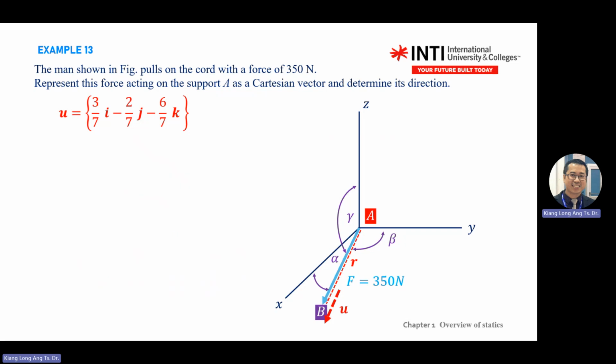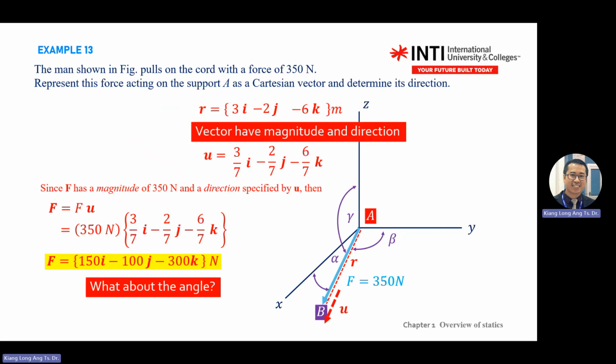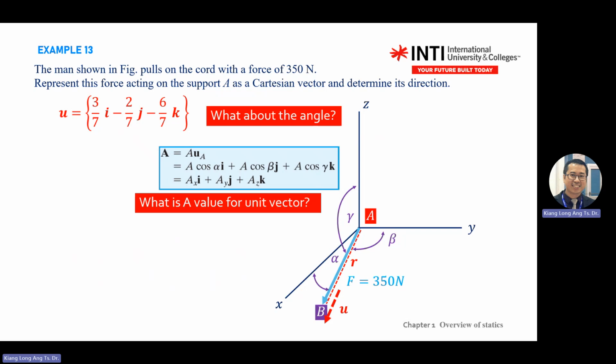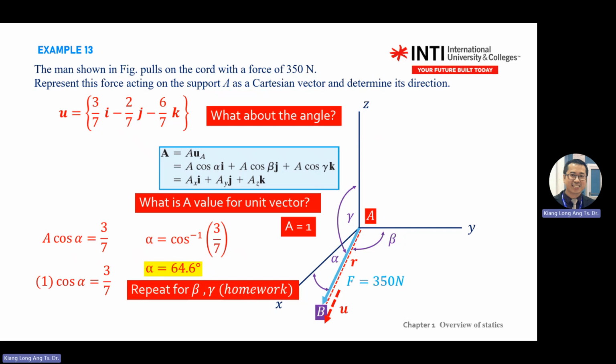But still, your cos alpha still this component. Cos alpha is this 3/7. Cos beta still -2/7. Cos gamma still -2/7. If you put side by side the equation, this one. Okay. In this case, I'm using unit vector. You repeat for beta gamma lah, as long as you understand the concept. Okay. This is your homework. You do calculation check. Beta is 107, gamma is 149.